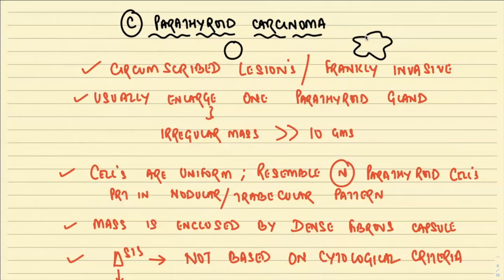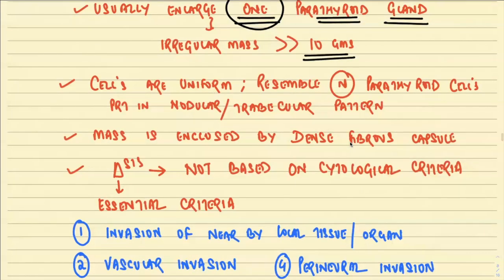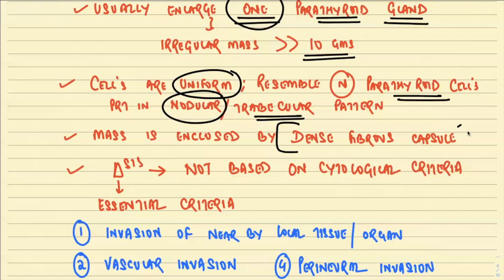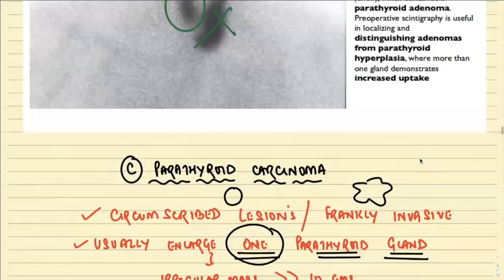Okay. One other thing over here is that usually they show enlargement of one gland, just like the adenoma. Malignancy is also a neoplastic process, so there will be enlargement of a single parathyroid gland. But over here, the weight increases a lot. It becomes more than 10 grams. And the very funny thing is that the cells are very uniform. They resemble the normal parathyroid cells. These can be present in either a nodular or a trabecular pattern. And the mass, just like the adenoma, also has a very dense fibrous capsule. Okay, so remember one very important thing.